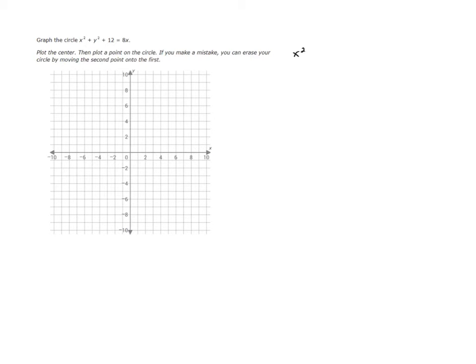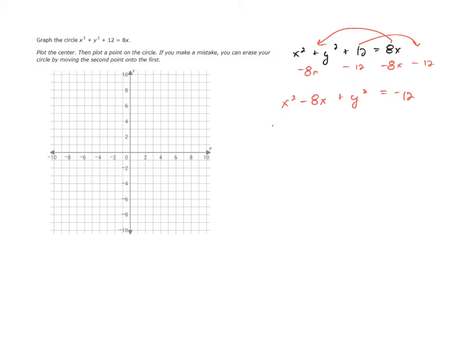Just the equation, again, needs to be reorganized in a way where we can find where the complete the square is. So let's bring the 8x this way by subtracting 8x from both sides, and let's bring this 12 to the other side to help us complete the square. We have x squared minus 8x plus y squared is equal to negative 12.